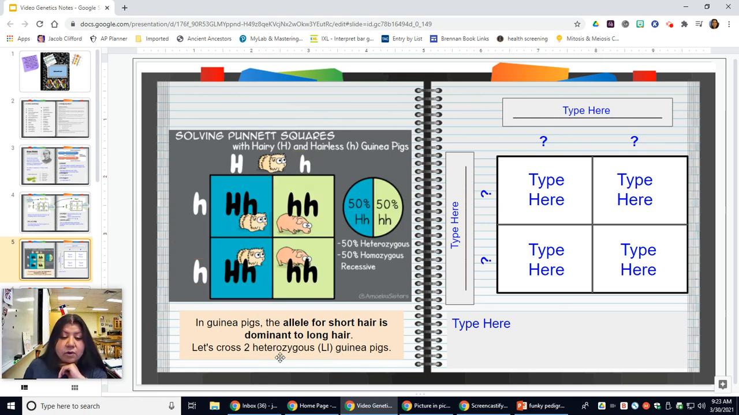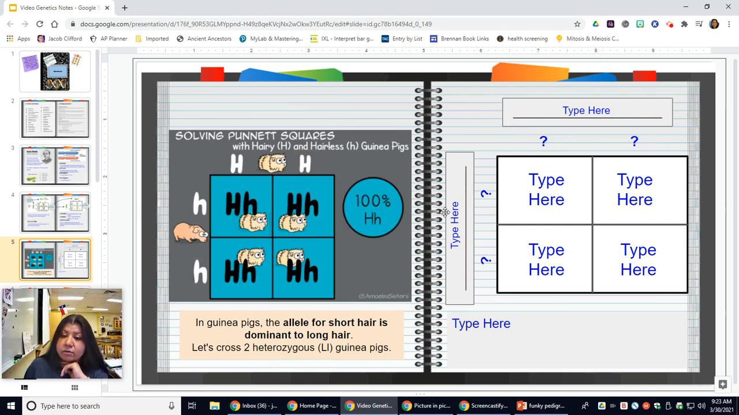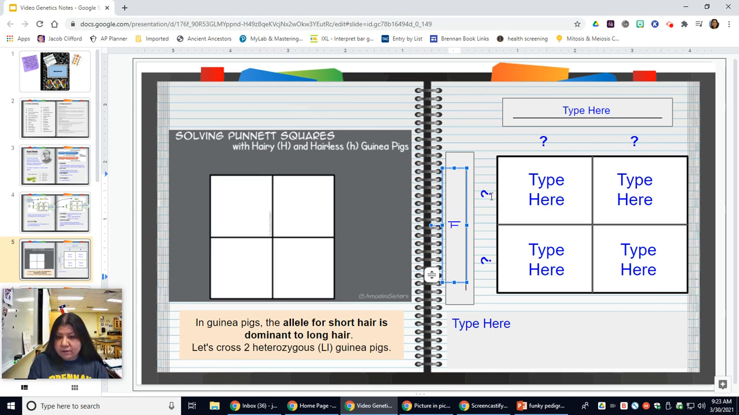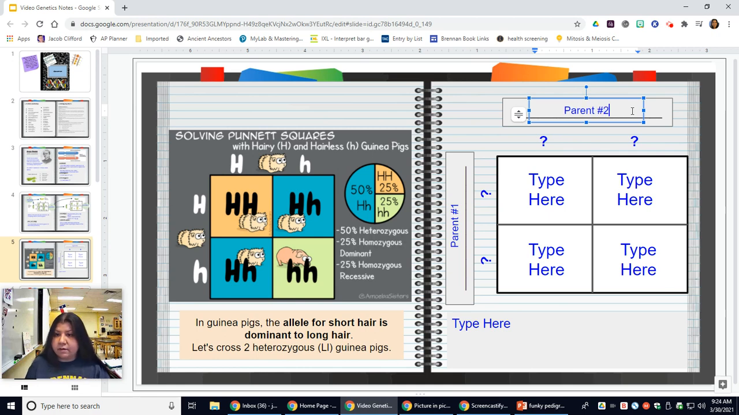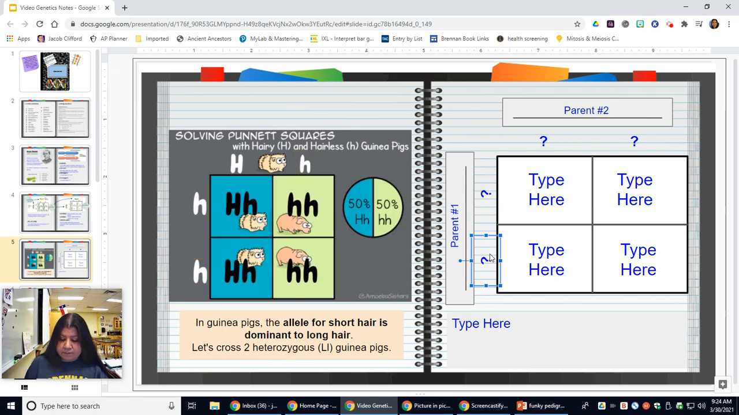I know that these guinea pigs are heterozygous and they're both short-haired, because they have 1 big L present. So it doesn't matter where I put which parent. This one right here I'm going to say is parent 1, and this one right here is going to be parent number 2. Both parents have the same genotype, and I'm going to split it up because each parent only gives half of the genetic information.